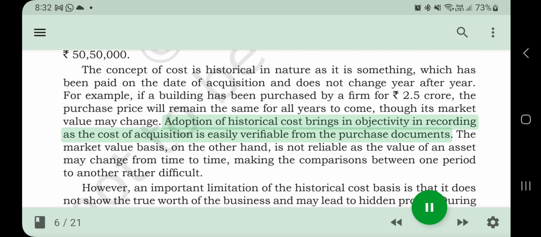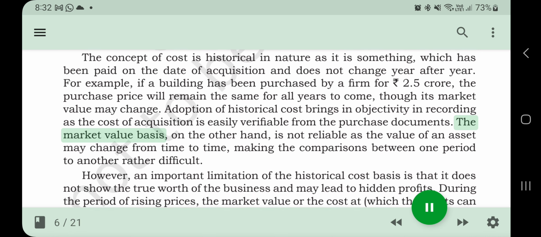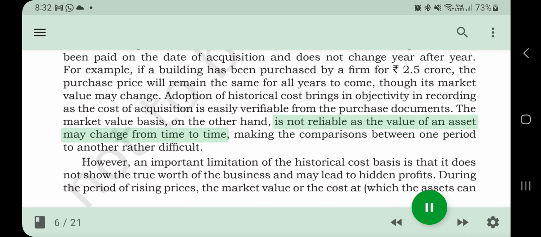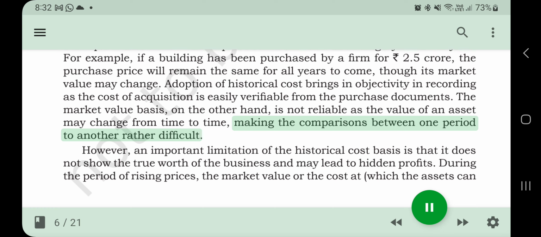Adoption of historical cost brings in objectivity in recording, as the cost of acquisition is easily verifiable from the purchase documents. The market value basis, on the other hand, is not reliable, as the value of an asset may change from time to time, making the comparisons between one period to another rather difficult.